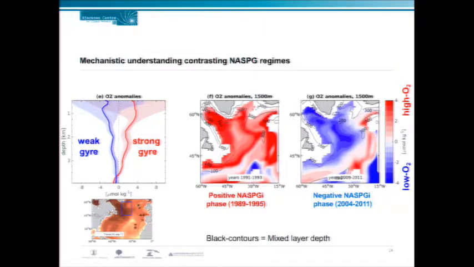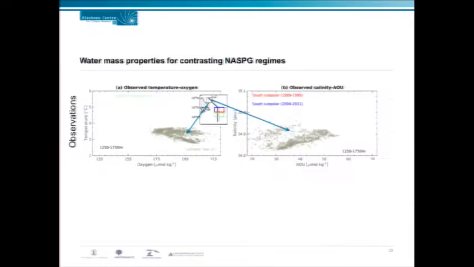And in the contour line here, I'm showing the winter mixed layer depth from the model. So what we see also is that during extended strong circulation, we see a strong winter mixing and a bit wider winter mixing area compared to the period where there is weaker gyre circulation. So it seems to be related to the ventilation coming from the Labrador Sea.